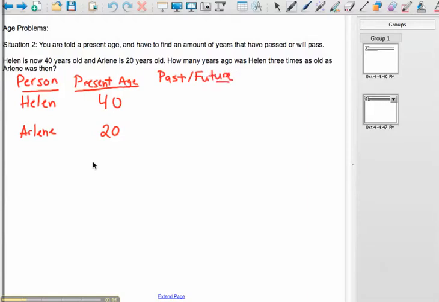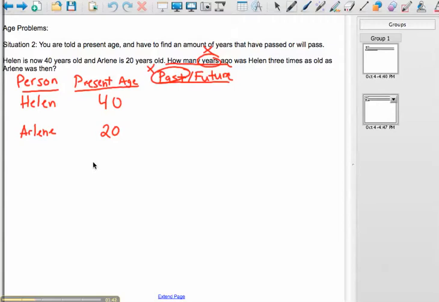Amount of years. And here's what it tells you. It says, how many years ago? You should be able to interpret that as the past. And what we don't know is the amount of years. So X is going to represent the amount of years. So in the past, we're dealing with X amount of years.